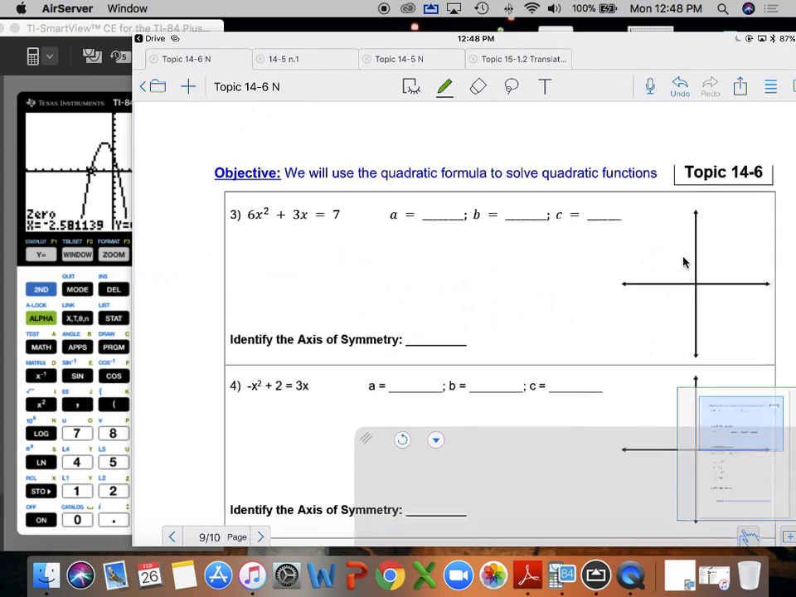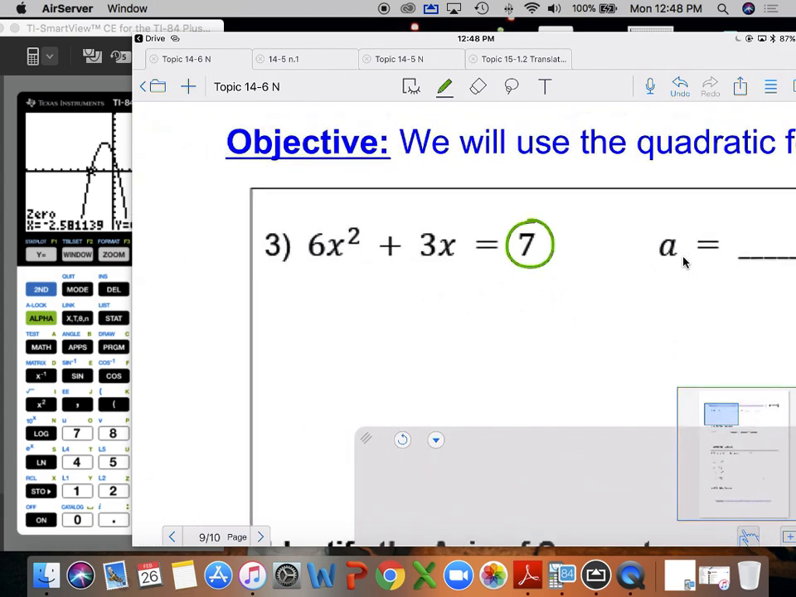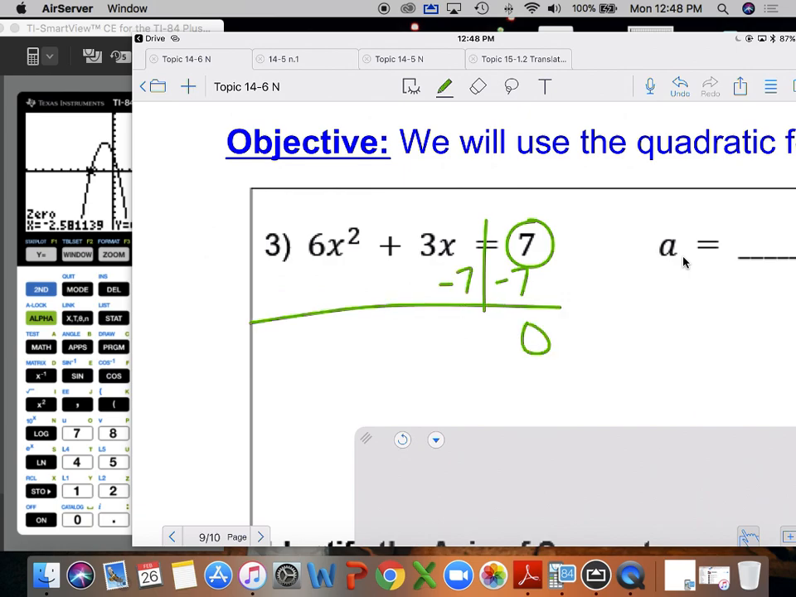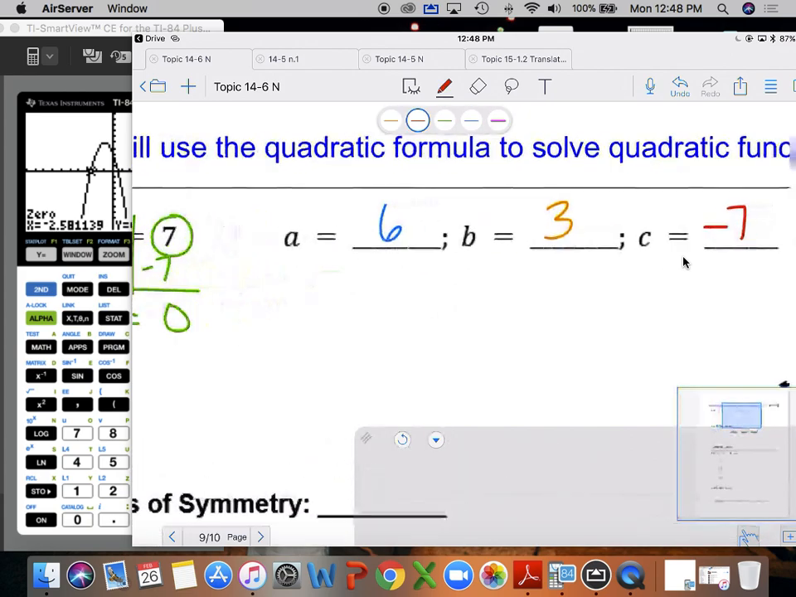So problem 3. Notice we don't have it in standard form yet, so I got to move this, make it a 0. To make it a 0, I subtract 7 from both sides. So 6x squared plus 3x minus 7 equals 0. So A is 6, B is 3, C is negative 7.